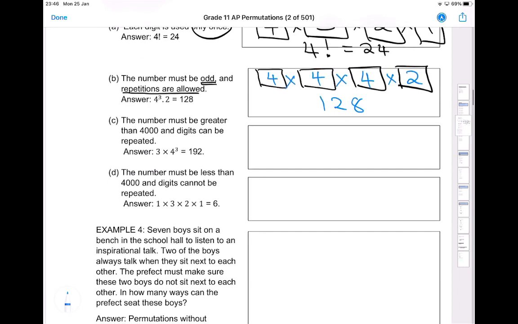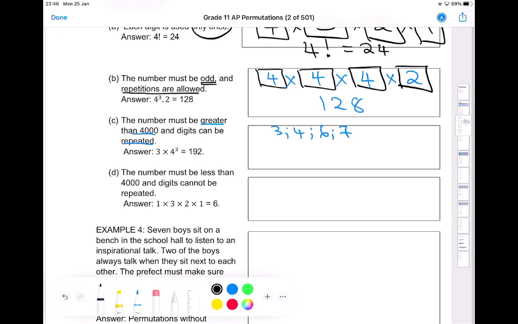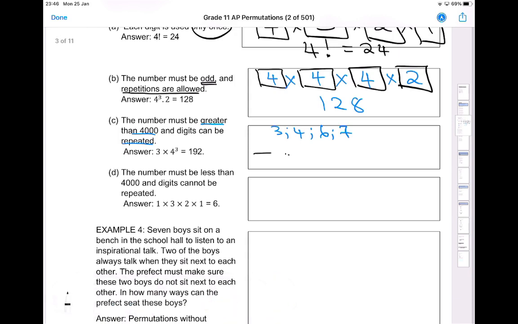In C, we want our number to be greater than 4,000. So the number should be greater than 4,000. And the digits can be repeated. We are using the same digits. Remember, our digits are 3, 4, 6, and 7. So we are still using those digits, and we are forming a 4-digit number. So we have 4 different spaces to be filled up. Now we need our number to be greater than 4,000. Clearly that tells you that you can't start with a 3, otherwise your number will not be greater than 4,000.